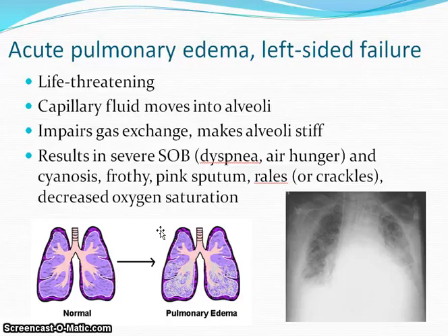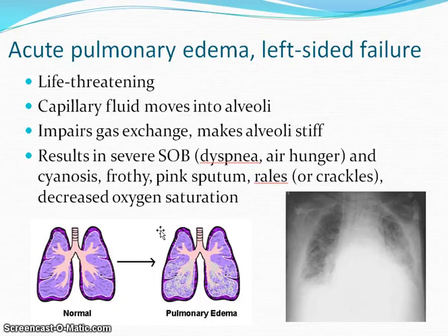Acute pulmonary edema is our most serious side effect of left-sided heart failure. It can be life-threatening. What happens is that since blood is backing up into the lungs, the capillary fluid tends to get backed up and pushed into the air sacs or the alveoli. This impairs our gas exchange, because we can't have gases come in and exchange our CO2 and oxygen, because the alveoli instead get this fluid in them and it makes them stiff.